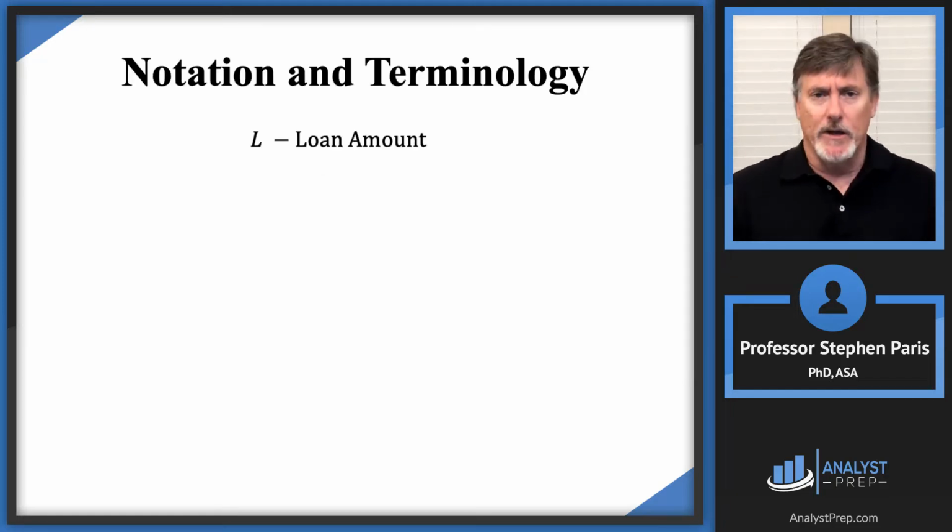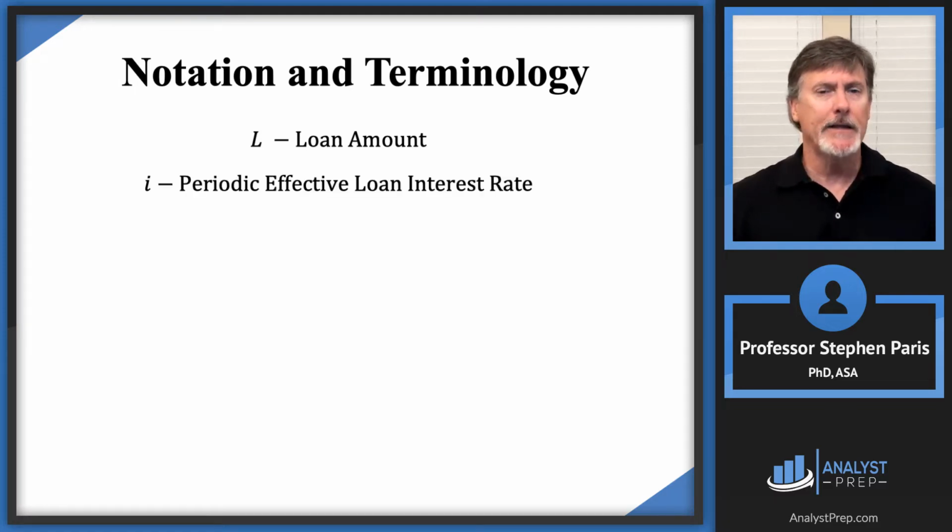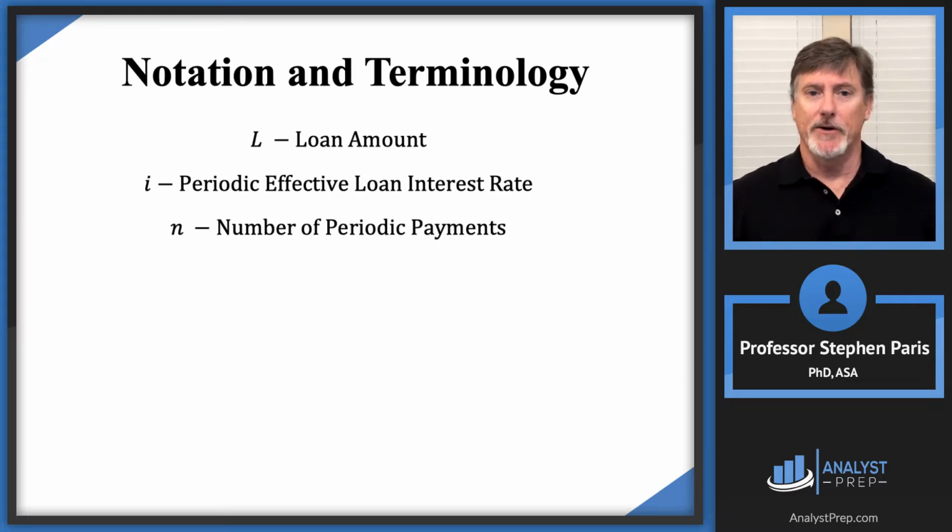I'll use capital L. This is not just my notation. This is pretty standard notation. I'll use capital L as the loan amount. I'm going to start using an abbreviation for capital L. It's cap L. I'm going to get tired of saying the word capital, so I'll abbreviate it with cap. Cap L is the loan amount. I didn't say cap I. I is the periodic effective loan interest rate. N is going to be the number of periodic payments.